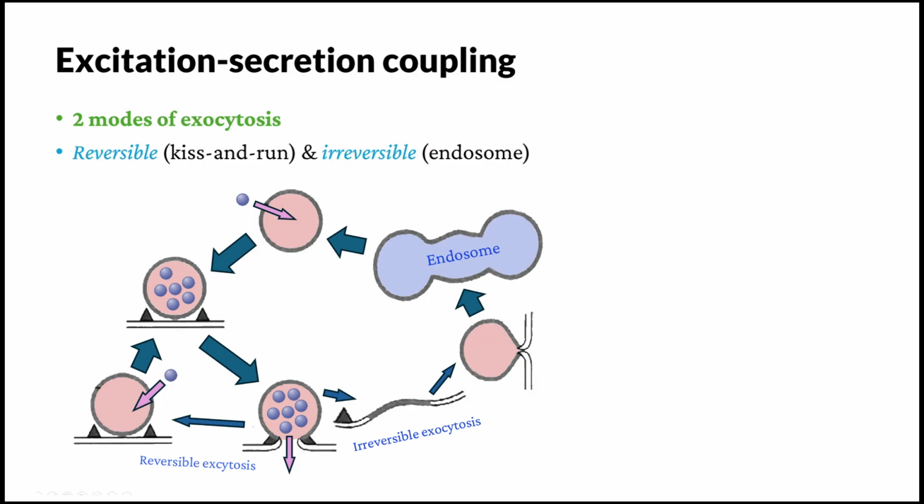On the other hand, we have the irreversible process, which uses the endosome system. The vesicle fuses completely with the cytoplasmic membrane, then a new vesicle is pinched off, which fuses with the endosome and later becomes a usable synaptic vesicle and is filled again with neurotransmitters. These two processes are both used in the axon terminal.